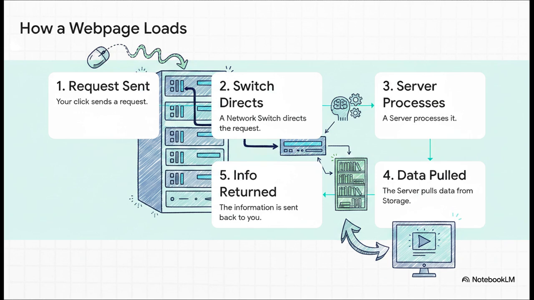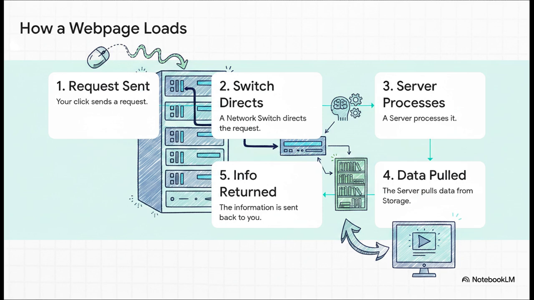So let's make it real. How does this rack load a web page for you? It's like a lightning-fast dance. Okay, 1. Your click sends a request out into the world. 2. The network switch in the rack snags that request and routes it to the right server. 3. The server, our brain, gets to work and figures out what you want.